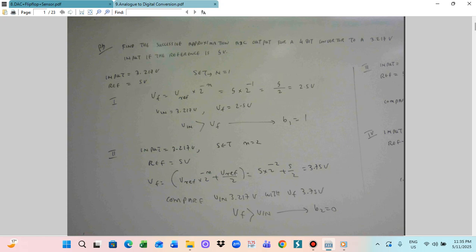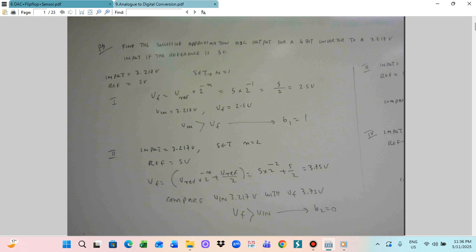So first we set n equal to 1. V1 means the reference voltage is 5 volts and 2 power minus 1, so you get 5 divided by 2, which is 2.5 volts. After you get this 2.5 volts, we compare it with the input. Vin compared with Vf.